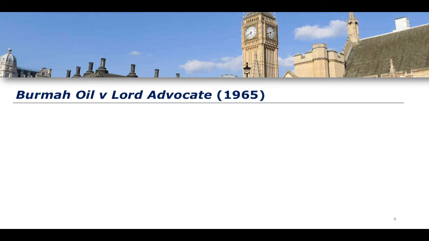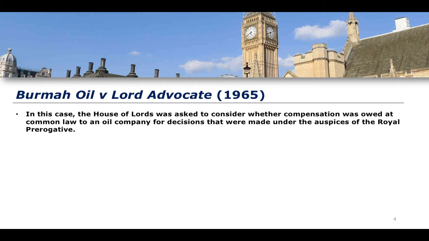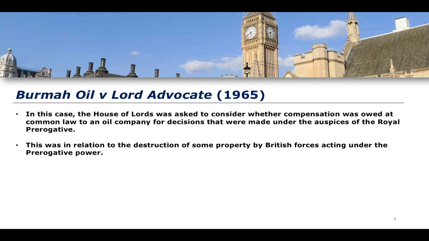Here's a few examples that we could examine in this particular lesson. One such example is from the case of Burmah Oil versus the Lord Advocate from 1965. In this case, the House of Lords was asked to consider whether compensation was owed at common law to an oil company for decisions that were made under the auspices of the royal prerogative. Simply put, this is a case which involved the limits of and the obligations enshrined under the royal prerogative.